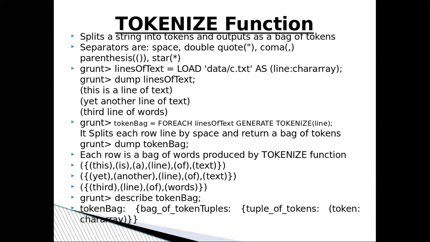If I use the tokenize function on this file, it would split each row into a bag of words. See what the output is. I have written: for each lines of text, generate tokenize line. Line is the name that I've given to the field. If I don't give a schema, then instead of line I can write $0. I hope that's clear.